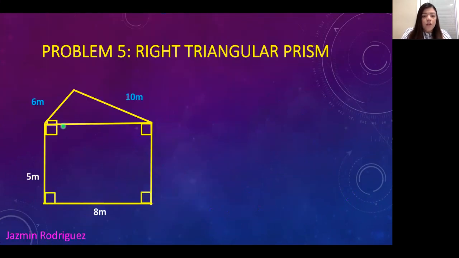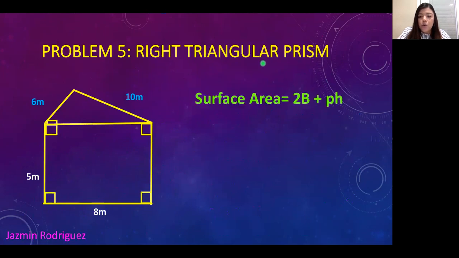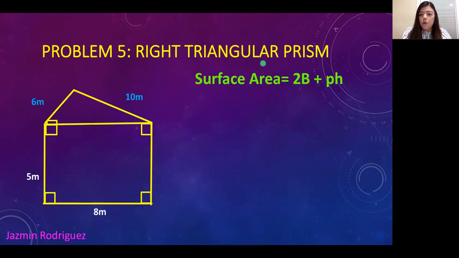Okay, and then for the second part of number 5, we are given this figure, and once again we are asked to determine what this is, which is a right triangular prism, and to find its surface area. We'll use the same formula for surface area, 2B + Ph. Remember that B is going to be our base area, P is going to be the perimeter, and h is going to be the height of the triangular prism.